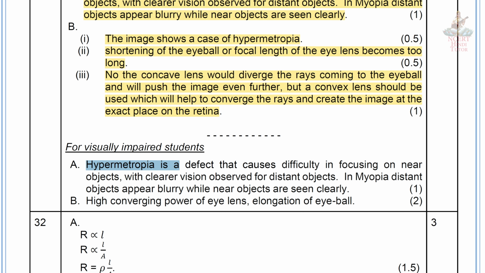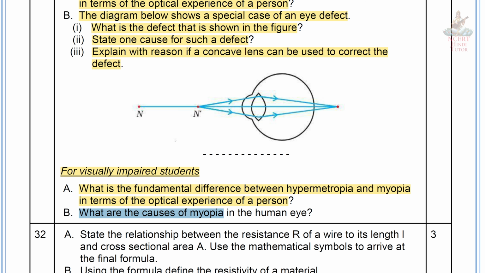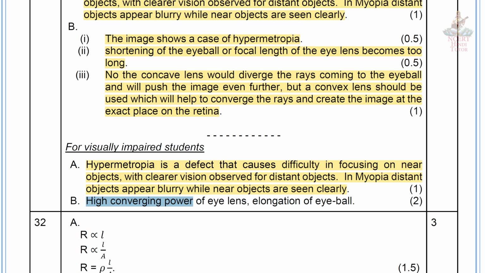Answer: hypermetropia is a defect that causes difficulty in focusing on near objects with clearer vision observed for distant objects. In myopia, distant objects appear blurry while near objects are seen clearly. B. What are the causes of myopia in the human eye? Answer: high converging power of eye lens, elongation of eyeball.